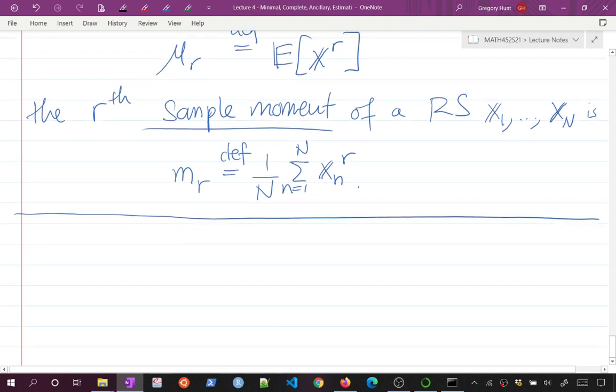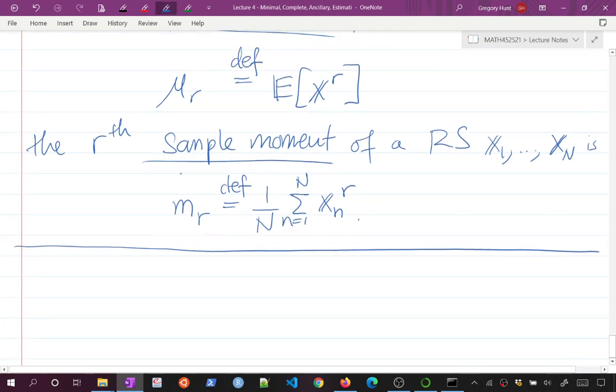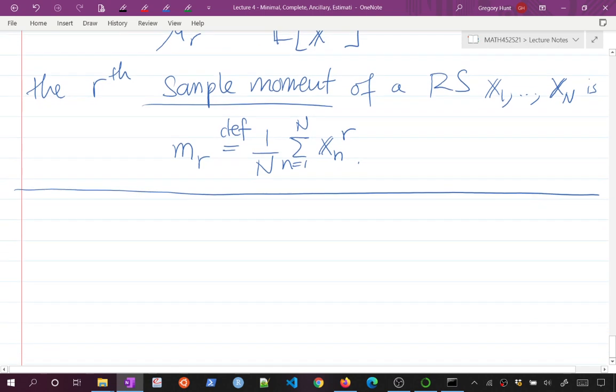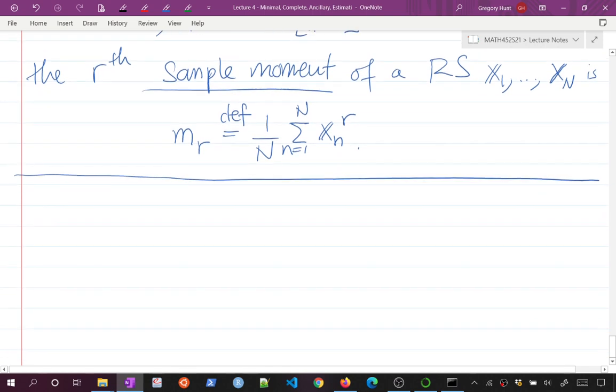So the method of moments is just going to say, okay, well, these things should be close, so we should set them equal to each other, and we might be able to get, through solving some equations, back out an estimator. Let's look at a concrete example of that.